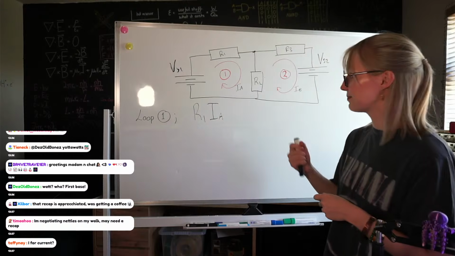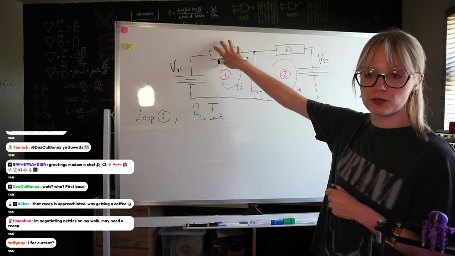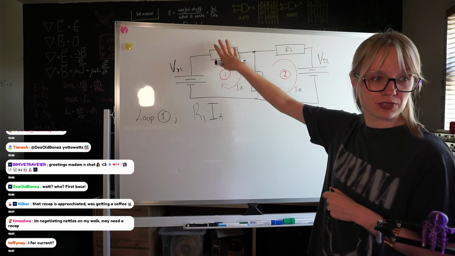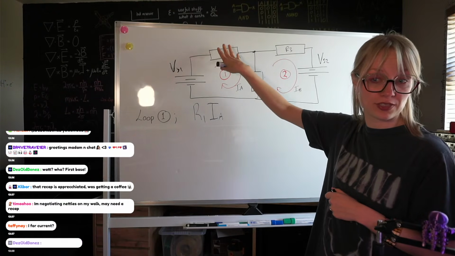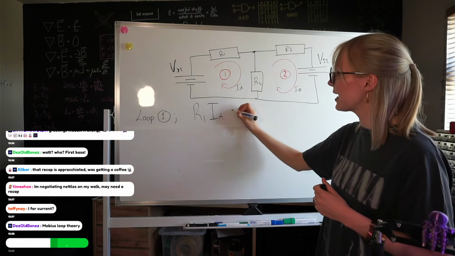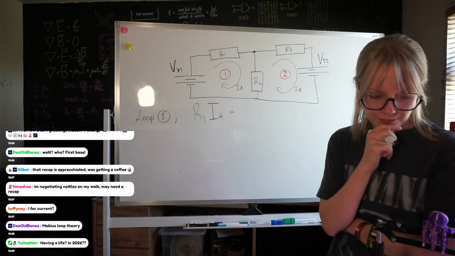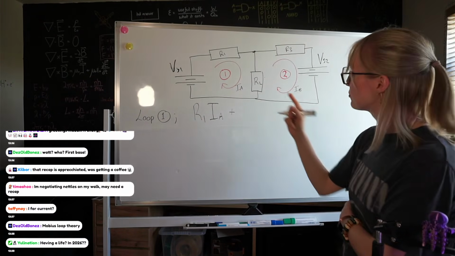Yes, I for current. So the first voltage term in this loop is resistance times the current here. That's the voltage drop across this resistor. It's long. Next part. We have resistor 2.